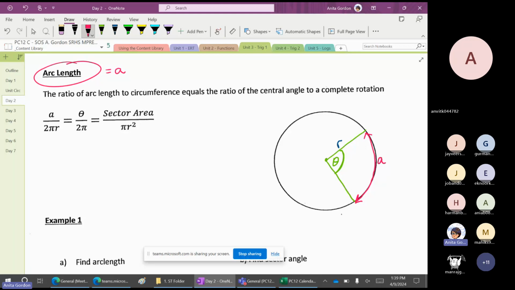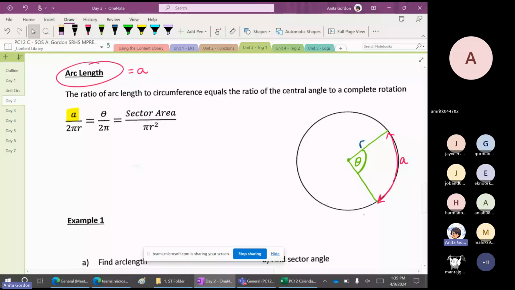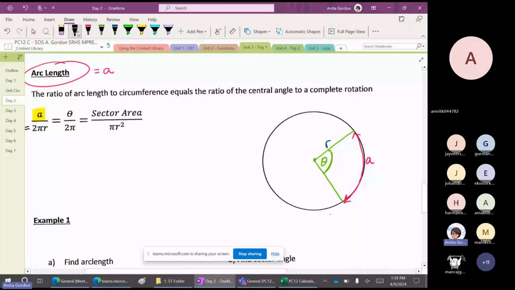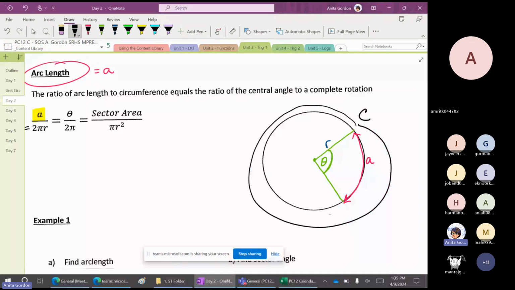Okay, what this is saying is the ratio of A compared to the circumference, right? Circumference is the entire pie, C, right?